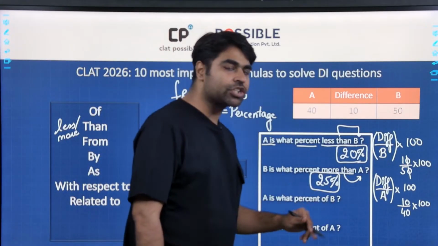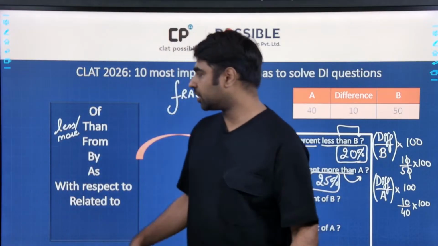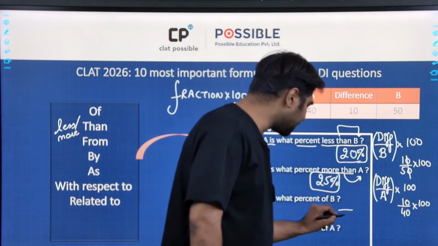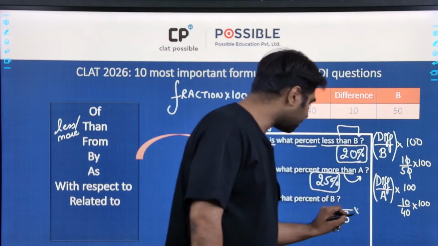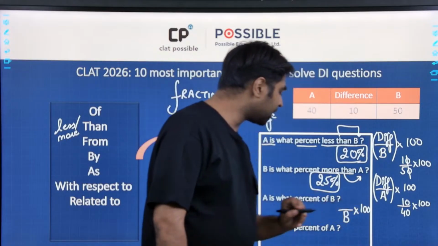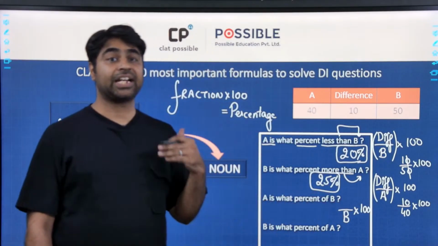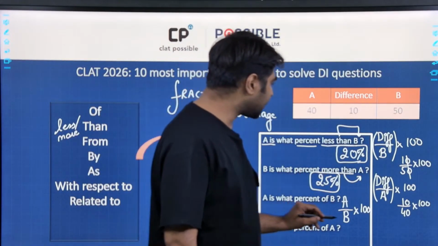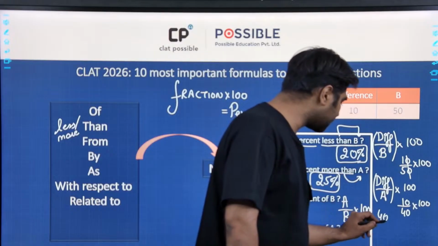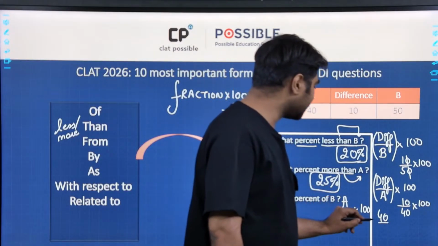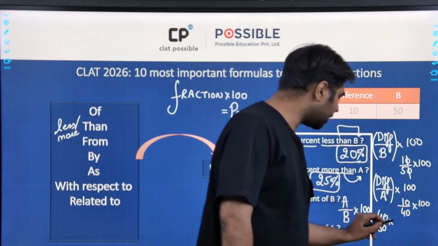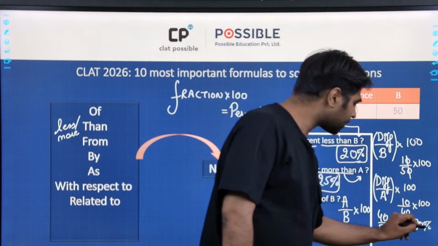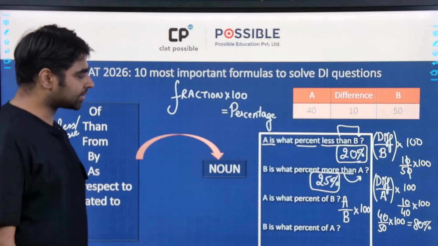A is what percentage of B? Now again, after the word "of", the noun that has come is B. So we'll keep B in the denominator, because a percentage value is asked, so we'll do into 100. Now what is being compared to B? Directly A. So we'll keep A in the numerator. A is 40, compared with B, which is 50, into 100. When you solve it, you'll get 80% as your answer.